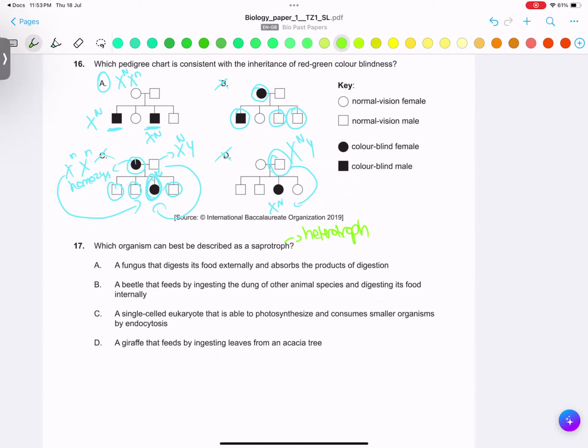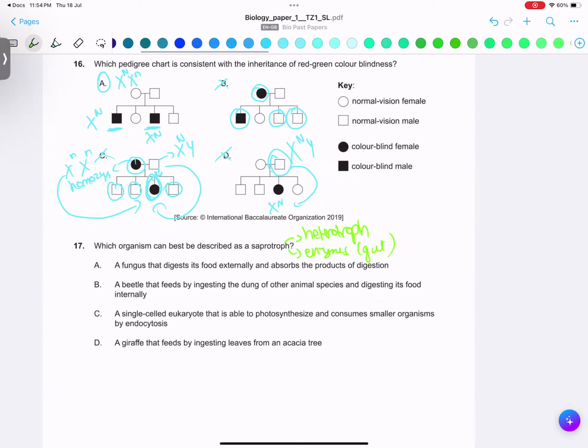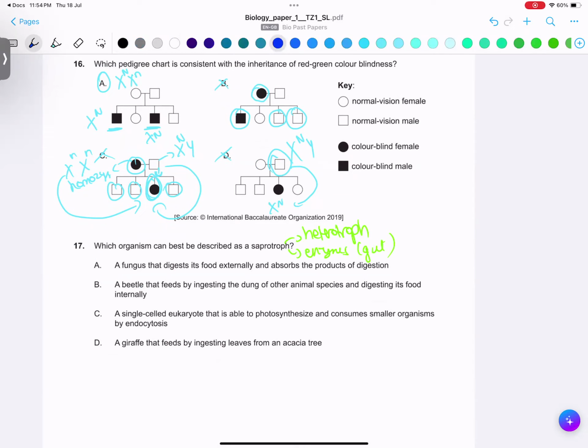And they do it by external enzymes that are located in the gut. This is basically how they do it. They are actually the decomposers of the ecosystem, so the ecosystem couldn't really do it without them. So what organism is best described as a saprotroph?